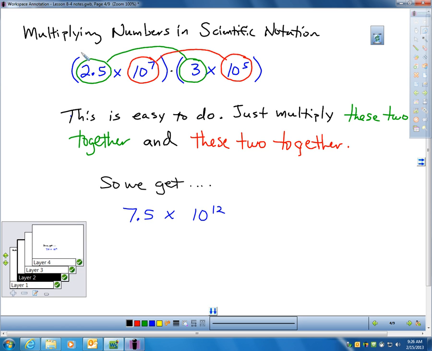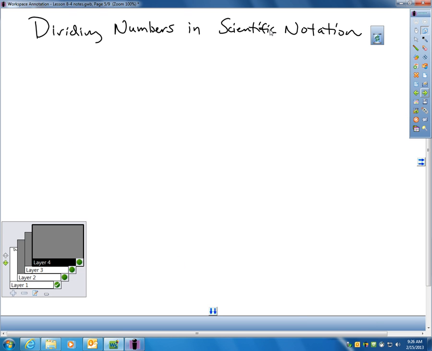On a test or quiz, I'd make it that easy. I'm not trying to see if you have any hard mental math to do. I just want to know, do you understand the rule of multiplying numbers in scientific notation? Multiply these numbers that are between 1 and 10 out front together, and then multiply the base 10s together, and there you go. You can also divide numbers in scientific notation in the same way.